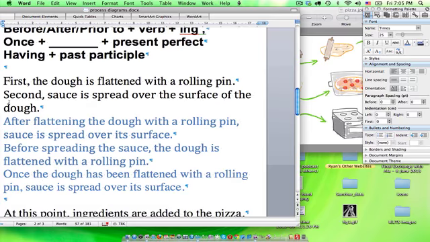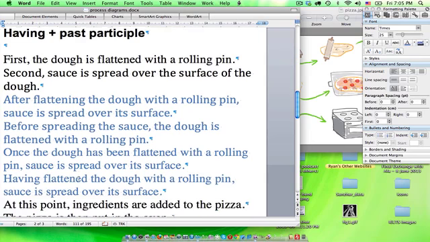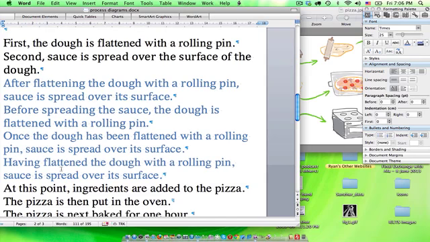Now let's look at this final structure here. So having plus our past participle. So we could write having flattened the dough with a rolling pin, comma, sauce is spread over its surface. Okay? So here's another very academic way to link these two ideas together.